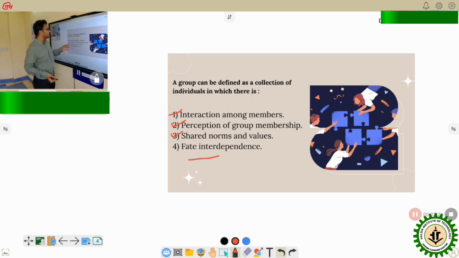Third is shared norms and values. They should share the same norms and the same values between themselves, so that the energy of the group should be the same. Fourth is interdependence. Fate interdependence means the group's fate should be interdependent between each other. That means suppose someone is not working properly, then the whole group must suffer. So these are the common features of a group.